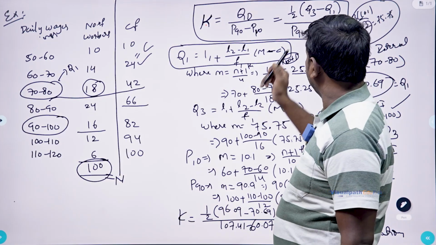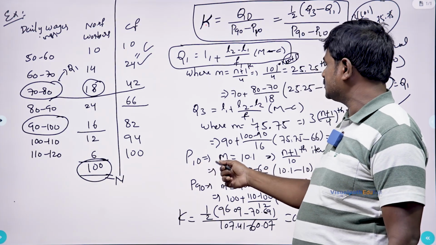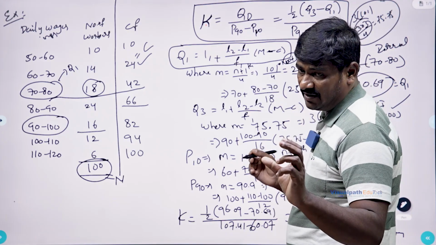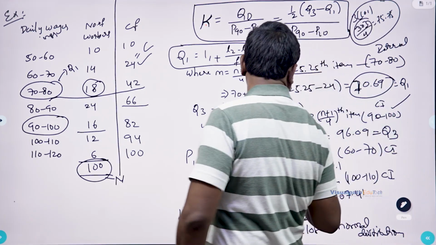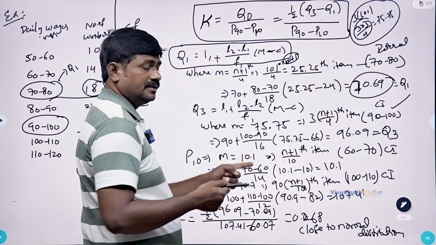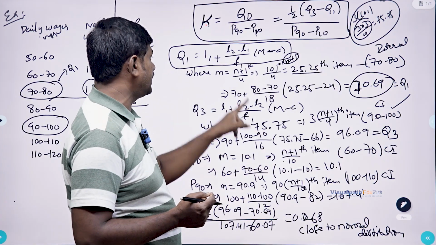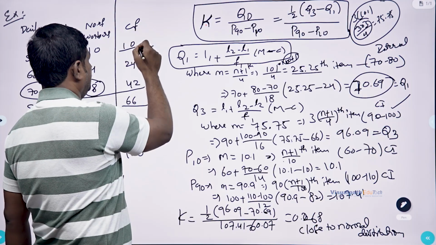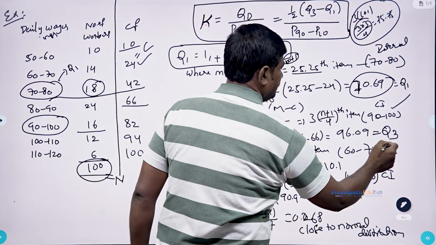Next, similarly, we have to find P90 and P10. First we calculate P10. For P10, M is equal to 10.1. Why? Because we are calculating percentiles. We select the (n plus 1) by 10th item, because we need P10. So here, (n plus 1) by 10 is 101 by 10, which means 10.1. 10.1 means it is above 10, so the interval will be 60 to 70. This is the class interval we have to select.